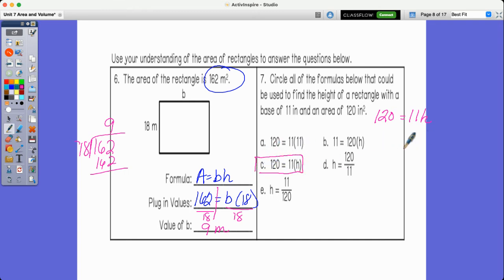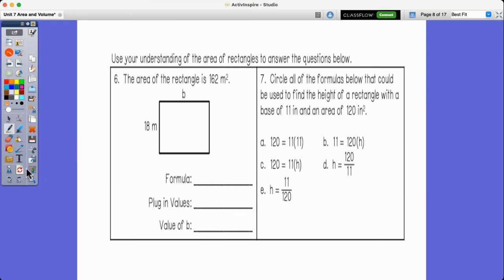What else could I do? Well, we could divide. So now I get h equals 120 divided by 11. Do you guys see that one there? Yep. Is there anything else I could do? Do any of these others make sense? No, they do not. So these are the 2 answers that we are looking for.